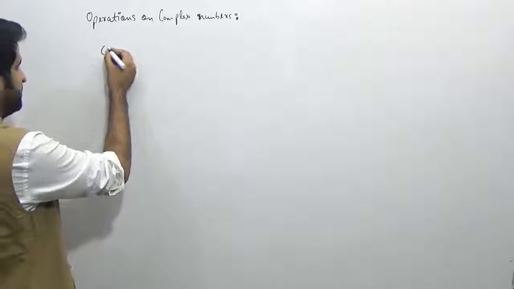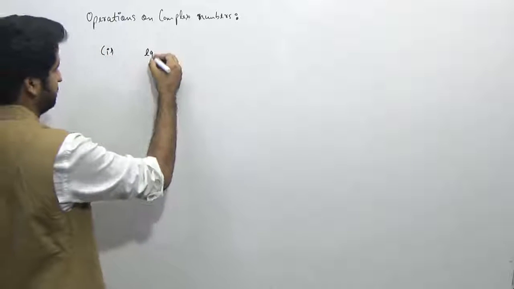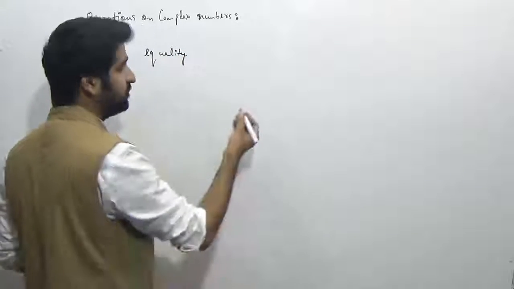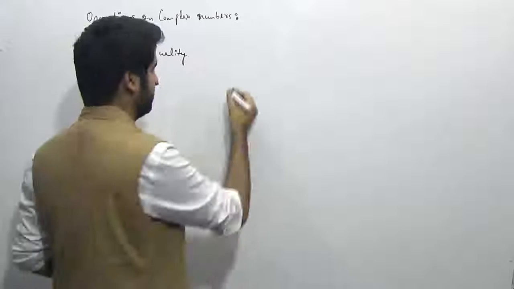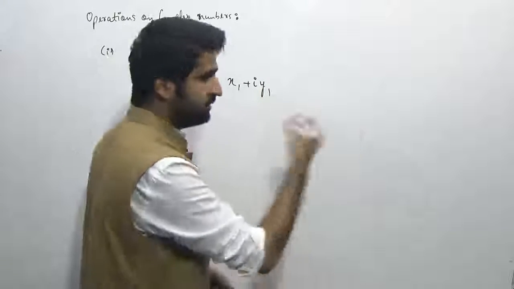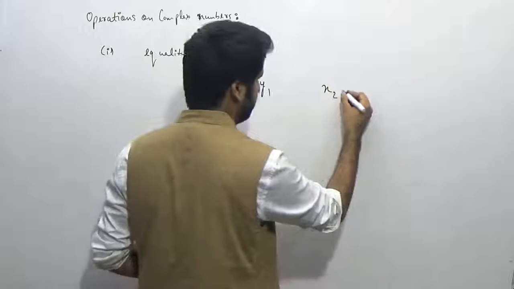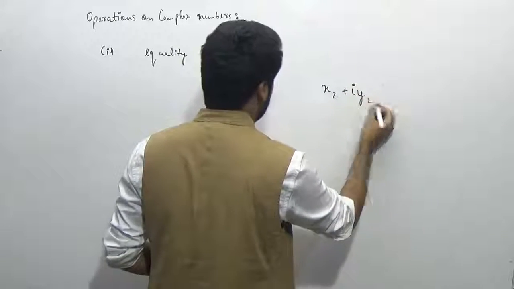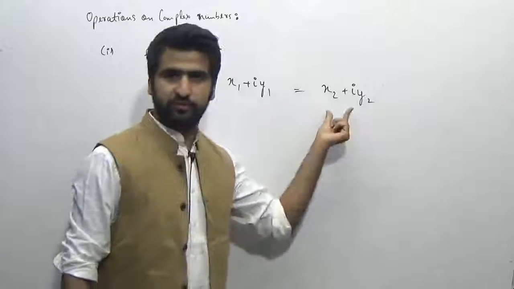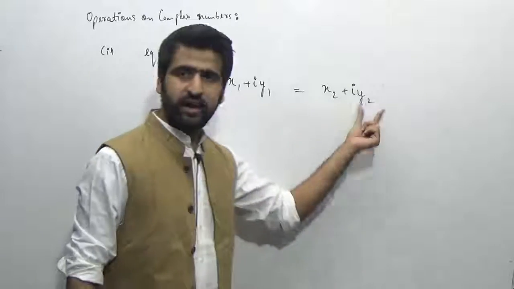So the first operation is equality. When I say that one complex number is equal to the other complex number, let's say the first complex number is x1 plus iota y1 and the other one is x2 plus iota y2. Now the real part of the first complex number is x1, the real part of the second complex number is x2. Similarly, the imaginary parts are y1 and y2.